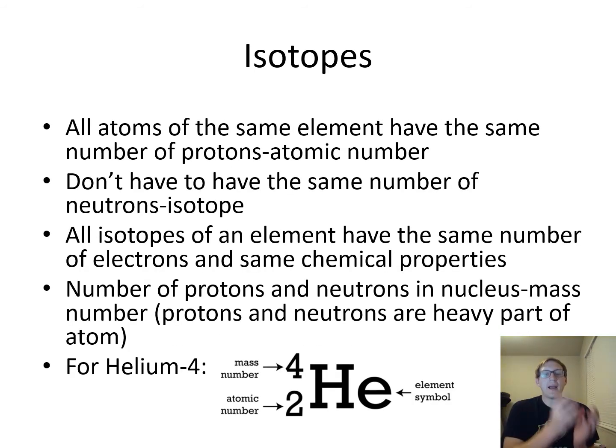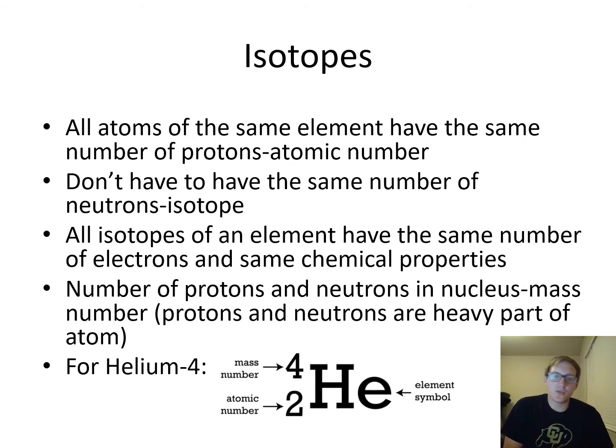So that leads me back to when we talked about isotopes. At the very beginning of this quarter, we talked about isotopes. All atoms of the same element have the same number of protons, but sometimes they have different numbers of neutrons. We can have helium atoms that have 2 protons and 2 neutrons, or a helium atom with 2 protons and 1 neutron, and so on and so forth. All isotopes of an element have the same number of electrons and the same chemical properties. They only differ in their amount of neutrons.